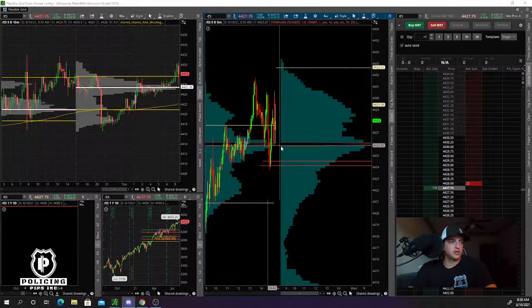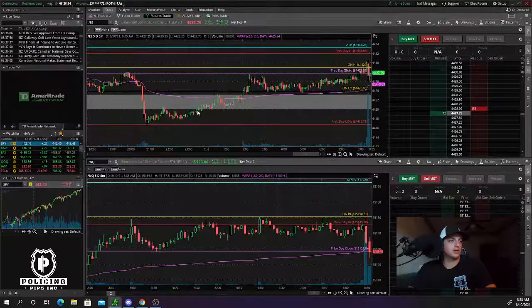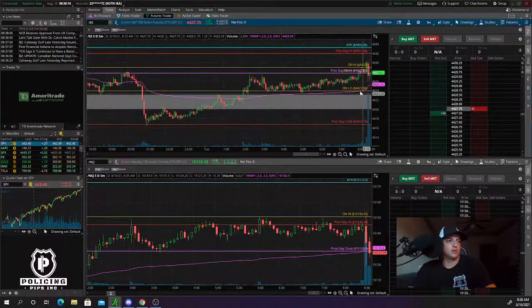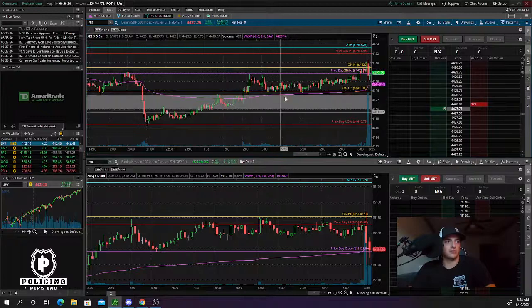This bigger point of control, right? That 44.25 is right in the middle of that big gray box that I drew out, right over here, right? Well, a little bit above it, but that's basically that. I consider this value. Price wants to go there. We'll see what happens with it.